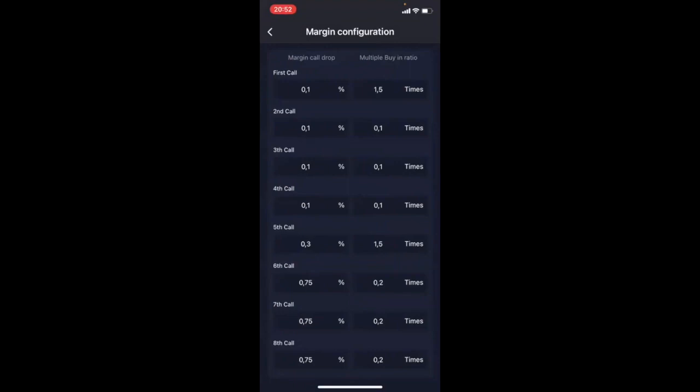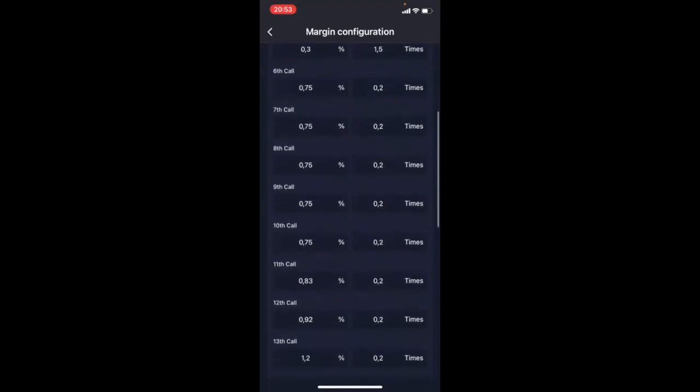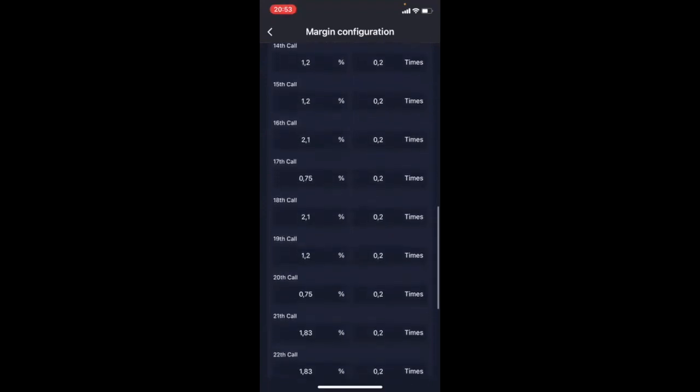On the left-hand side is how much the market has gone down, and on the right-hand side is the multiplier for how much money it's supposed to buy in based on your initial buying amount. So if you look at the first call here, it's 0.1% that it goes down. And then the bot will buy in 1.5 times of the initial buy-in, which in my case was 30. So it will buy in for, what's that, like $45, right? And when the market goes down more, then it will buy in more. So basically, the more the market goes down, the more the bot buys in, right?